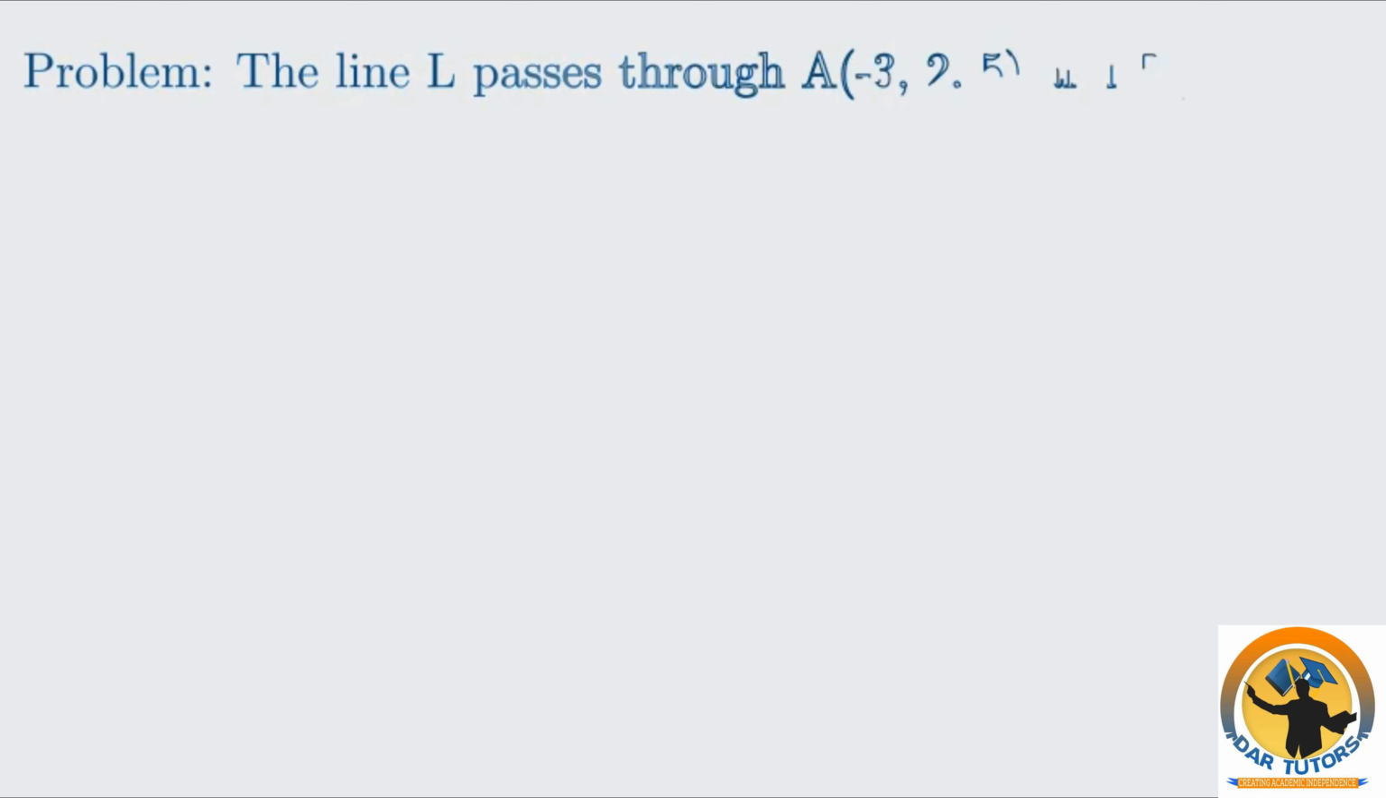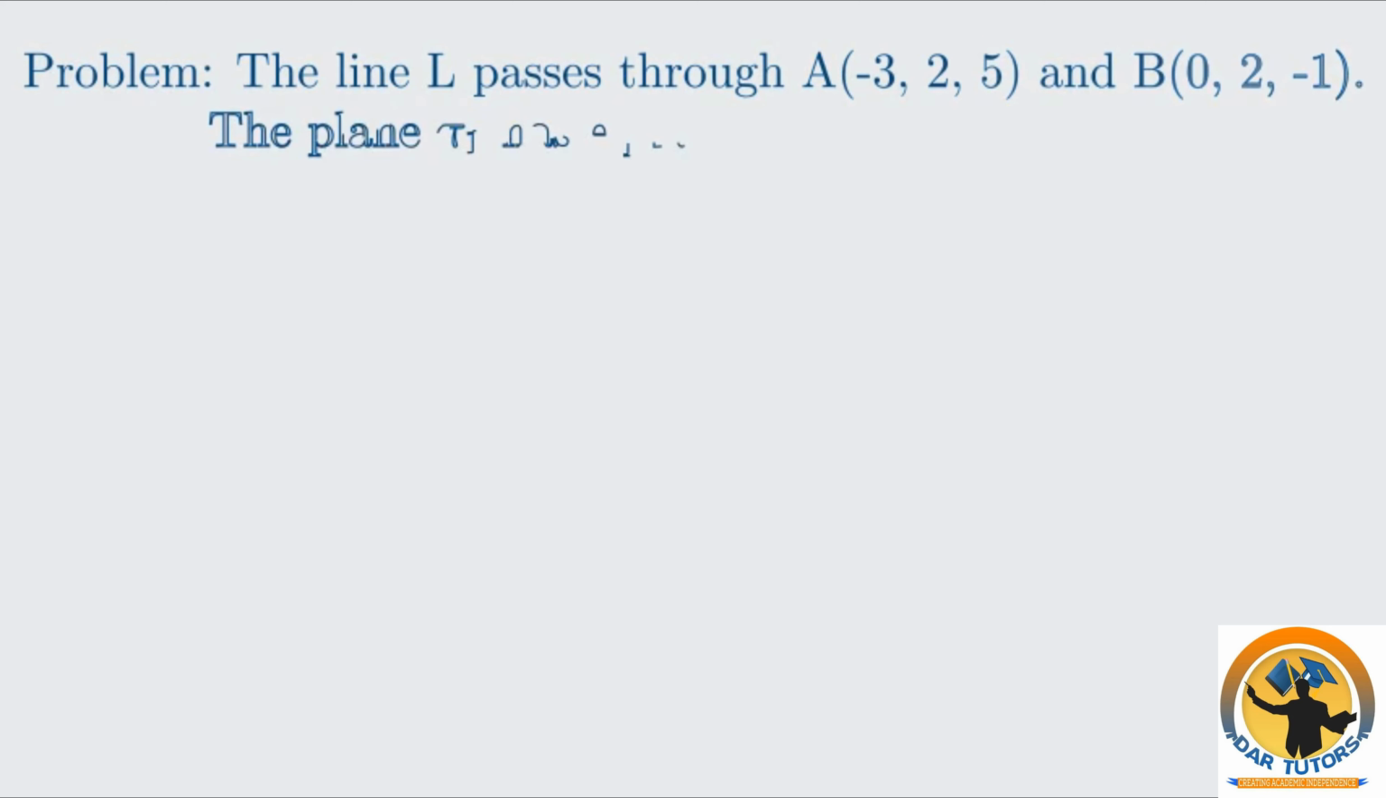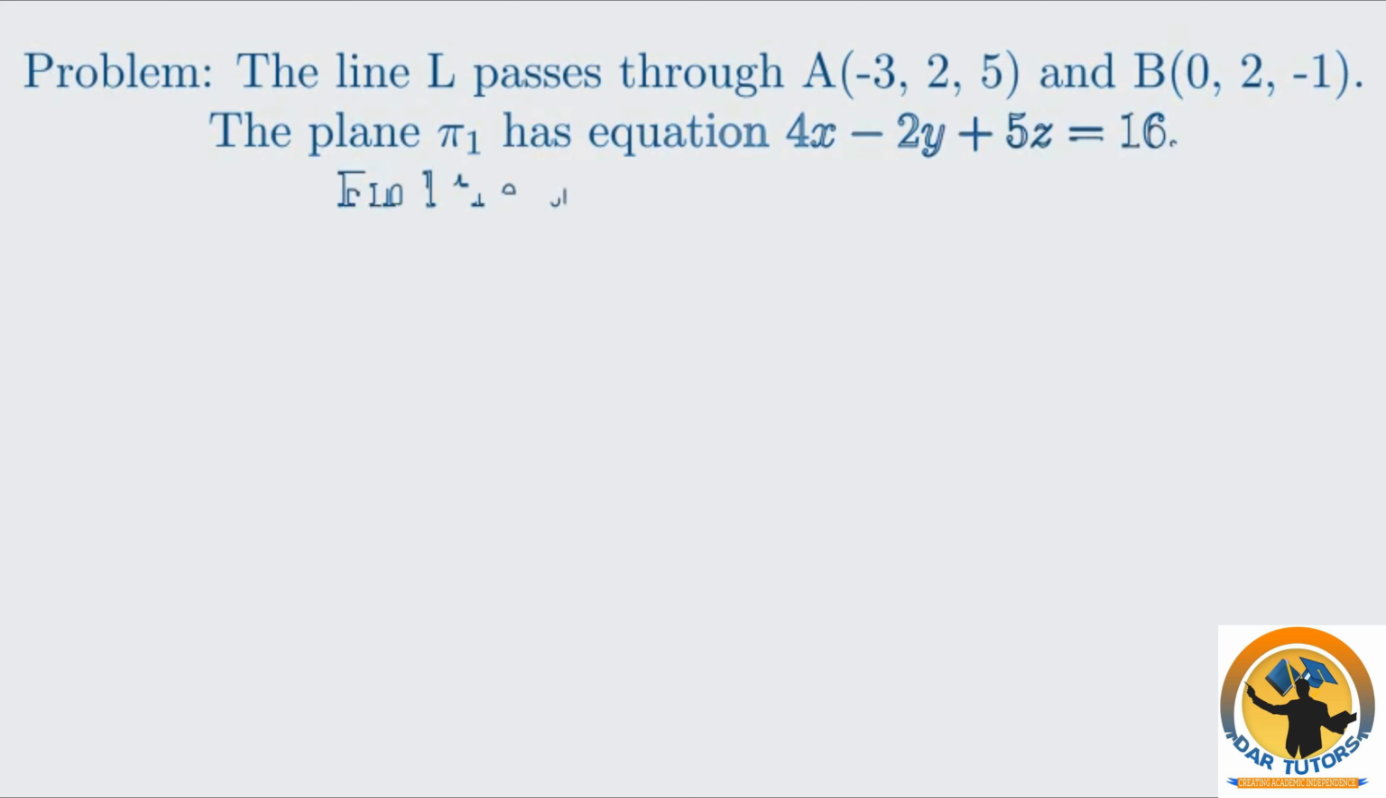Let's tackle a more complex problem that combines these ideas. We'll use a problem from the exercise set. The problem states, the line L passes through points A(-3, 2, 5) and B(0, 2, -1). The plane pi1 has the equation 4x - 2y + 5z = 16. We need to find the angle between line L and plane pi1.